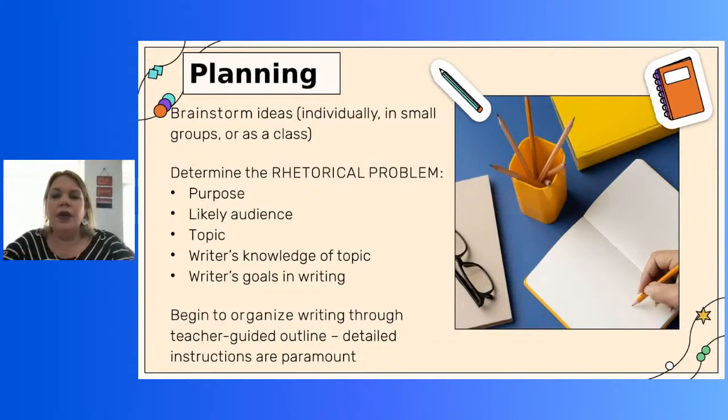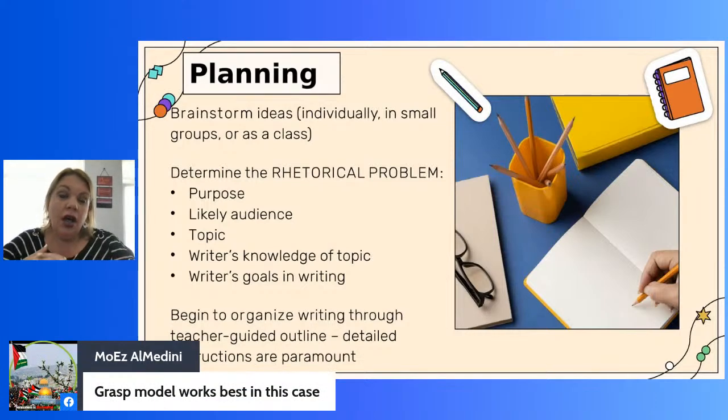Obviously, the topic is part of the rhetorical problem. The writer's knowledge of the topic. Sometimes to write something, we need to do research. We don't know much about the topic. If you have students write about a holiday in the United States, for example, maybe they don't have a lot of background knowledge about that topic.